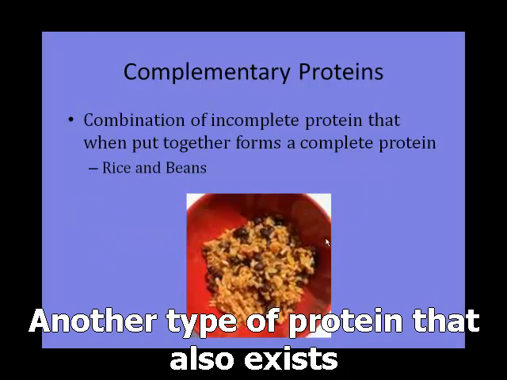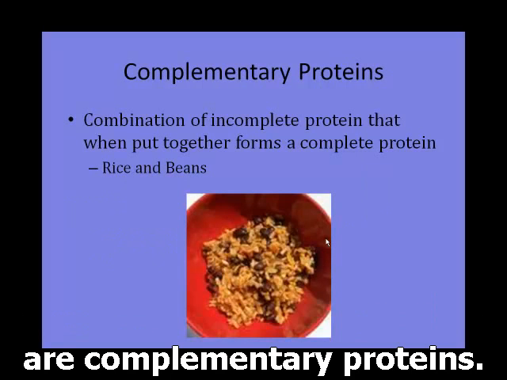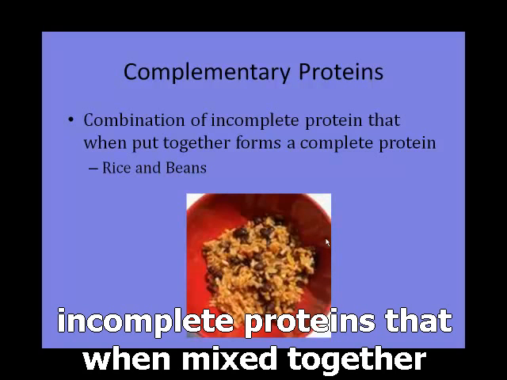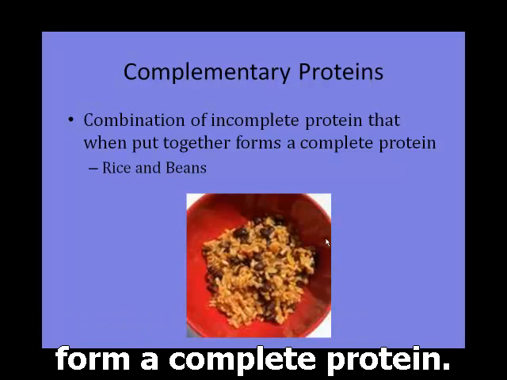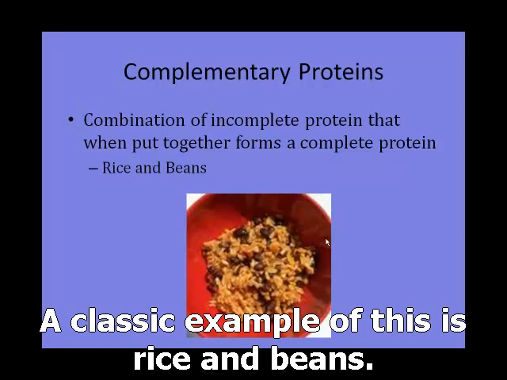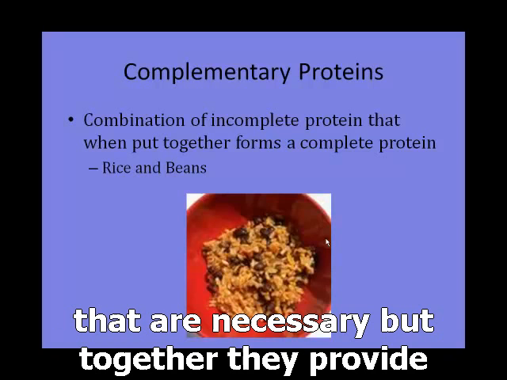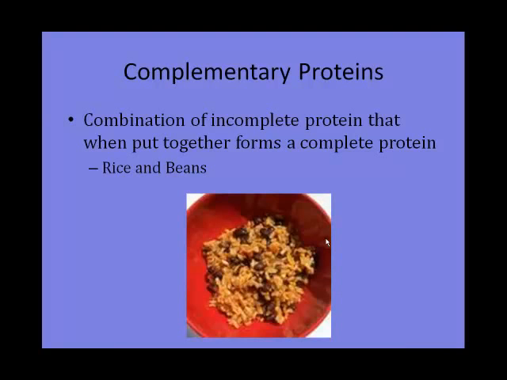Another type of protein that also exists are complementary proteins. Complementary proteins consist of two or more incomplete proteins that, when mixed together, form a complete protein. A classic example of this is rice and beans. Separately, they lack specific amino acids that are necessary, but together they provide a complete protein.